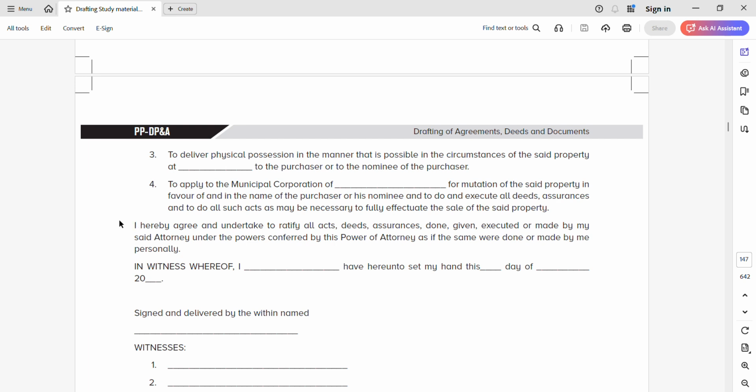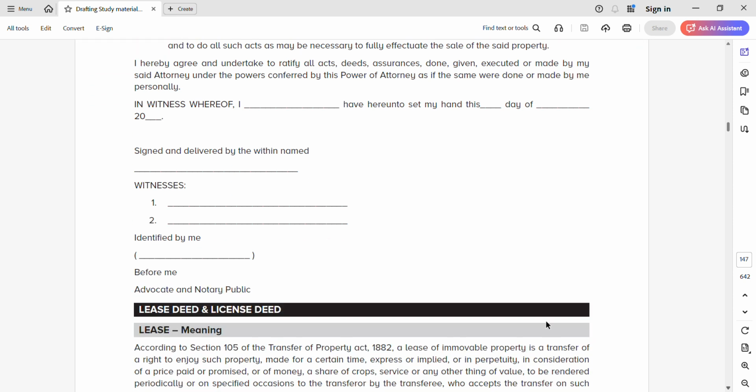And finally the declaration: I hereby agree and declare to ratify all acts, deeds, assurances. These conclusions are also very important because every single thing carries marks. Lastly, signed by the 2 witnesses identified by me before me, and advocate and notary public. So these are the 2 important questions which I thought I should share with you.